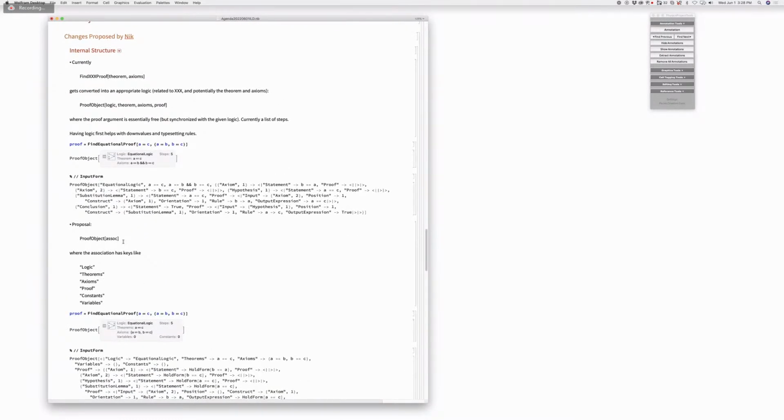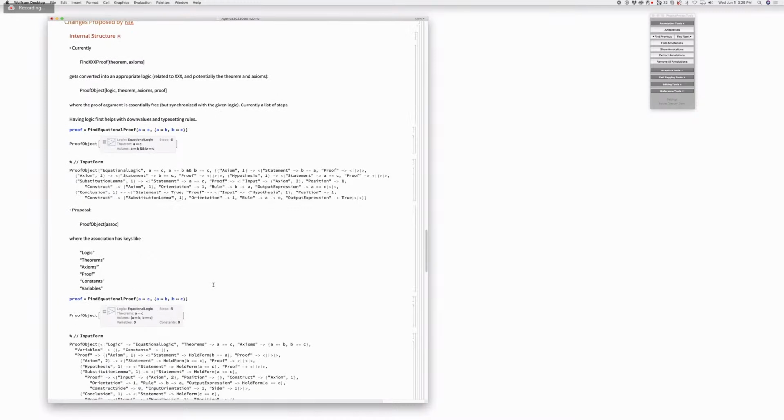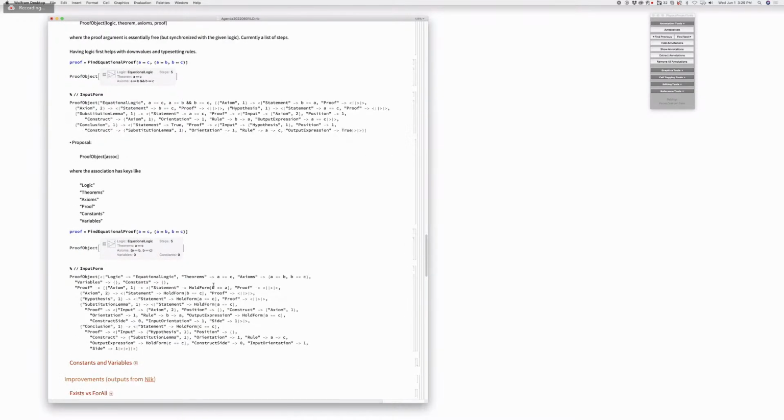Yeah, so there is a main issue here, which is the current structure of the proof object. When we do find equational proof of theorem, axioms, we get back a proof object with a logic, which is currently equational logic, then the theorem and the axioms again, and then proof. The whole content of the object is proof. Now, what Nick is suggesting is to change that to a proof object containing an association, which contains the various fields, as opposed to positional arguments.